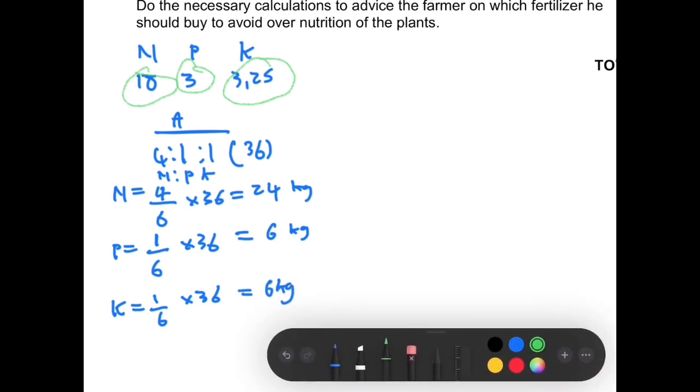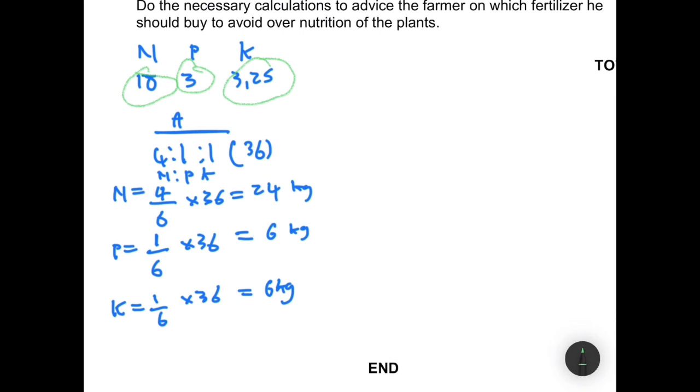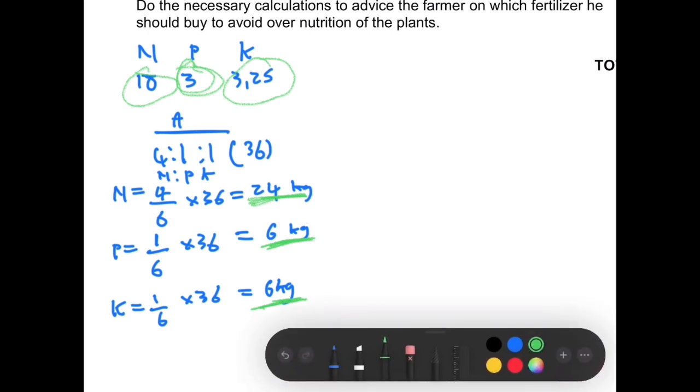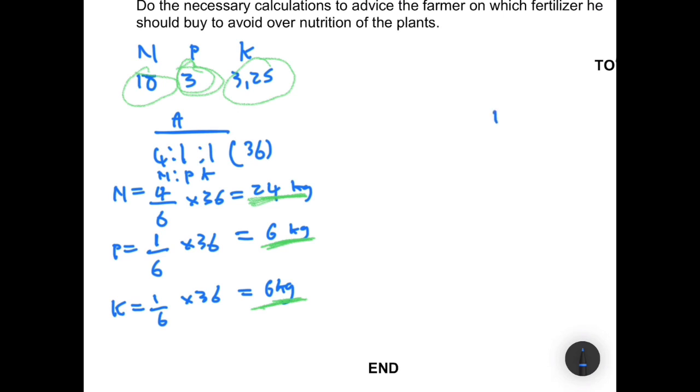So now let's compare these kgs with what the farmer is looking for, right? The farmer is looking for 18. Fertilizer A has 24 for nitrogen, right? It's looking for 3 kgs of phosphorus. This fertilizer A has 6 kgs, and then for potassium it's looking for 3.25. Fertilizer A has 6 kgs. So it's really above what the farmer is looking for. But then let's look at option B and see if it's any better, right?